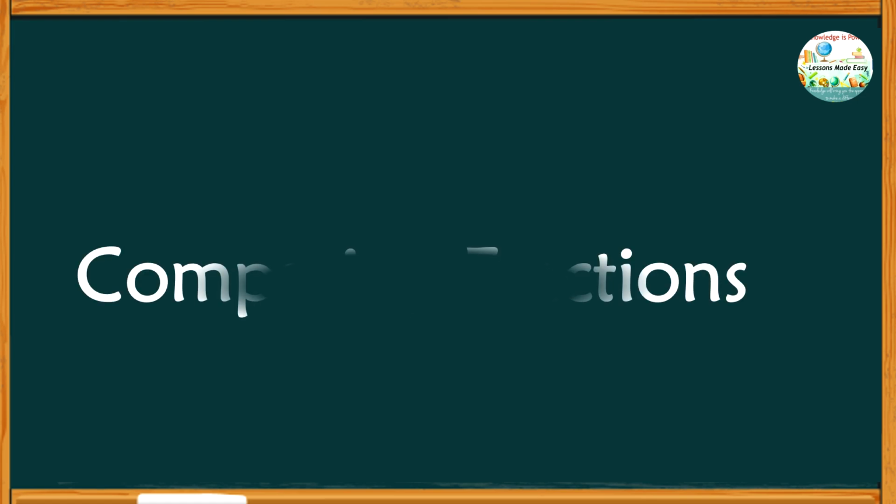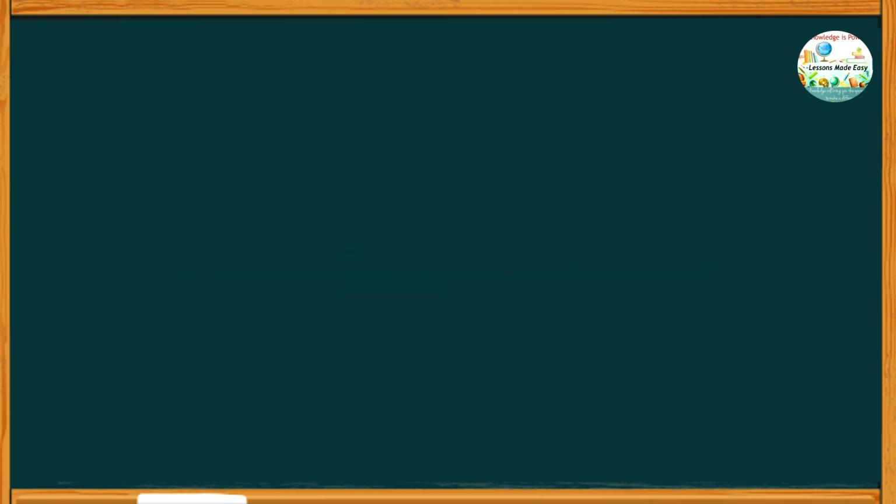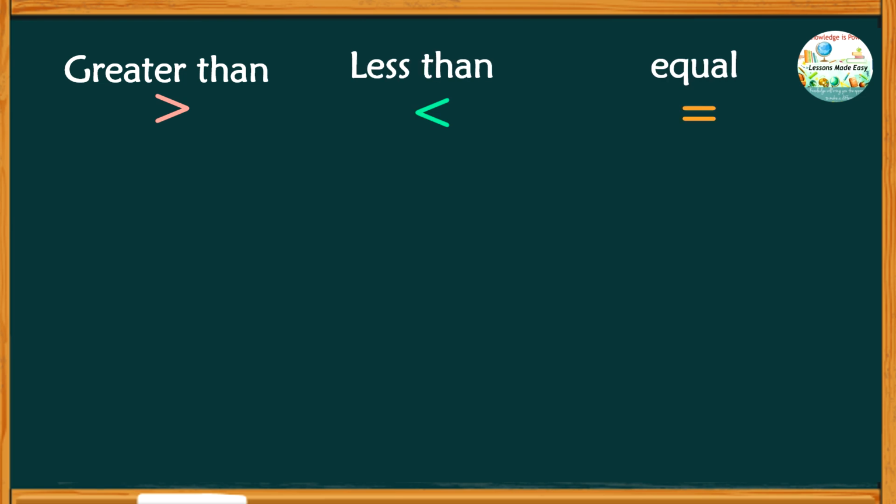Let's compare the given fractions using the symbols for greater than, less than, and equal. Compare 5 over 8 to 4 over 5. We will do the easiest method, which is cross multiplication.